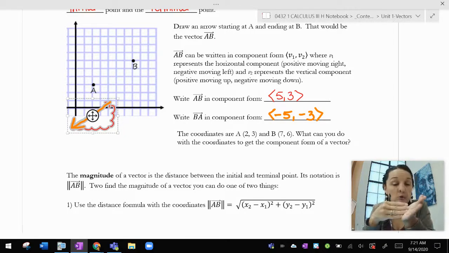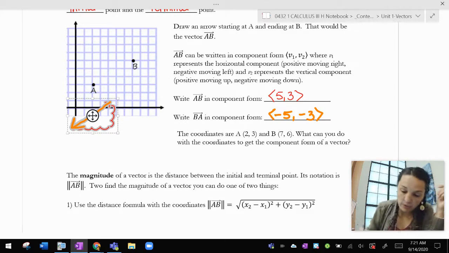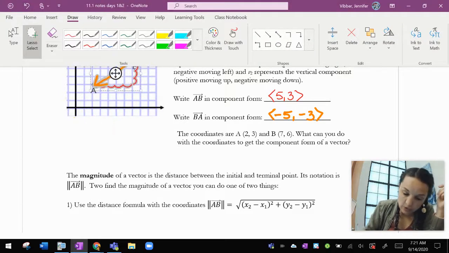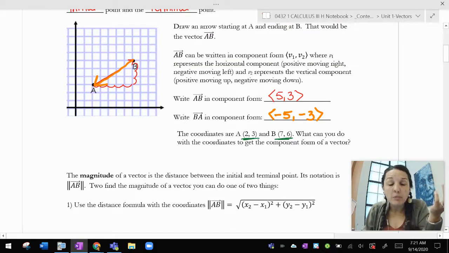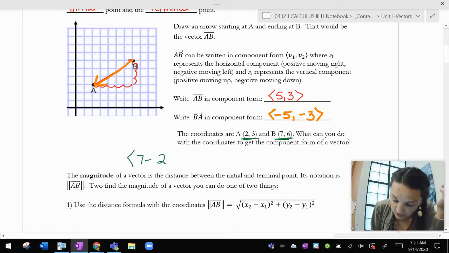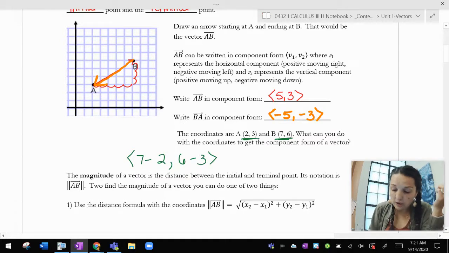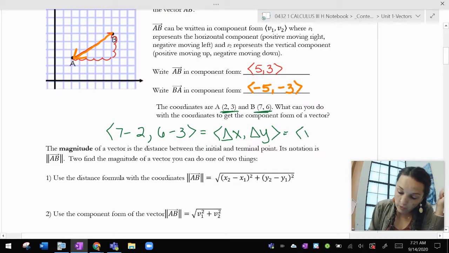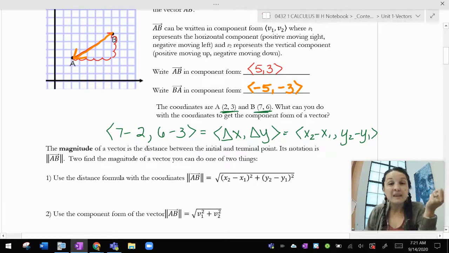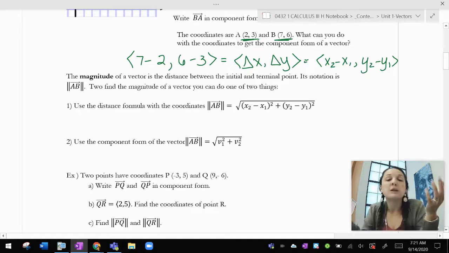But where it starts and ends, that's how you get the components of the vector. So if I look at 2, 3, and 7, 6, how do I get the components from the points? Well, you literally just subtract. So we did 7 minus 2, comma 6 minus 3. What we really get for a vector is delta x, comma delta y from the initial point to the terminal point. Okay? And if you really want one more, that's x2 minus x1, y2 minus y1. Easy peasy. The magnitude is really the length of the vector.